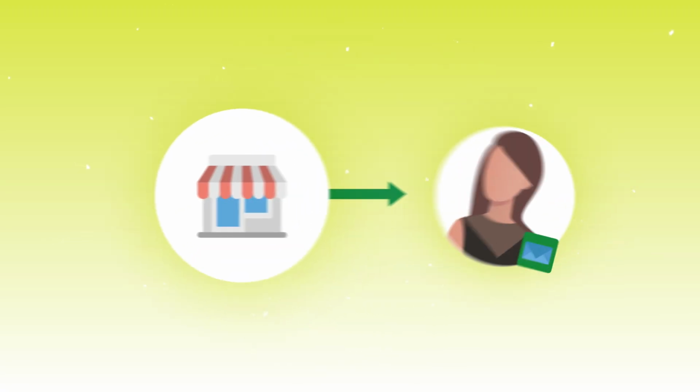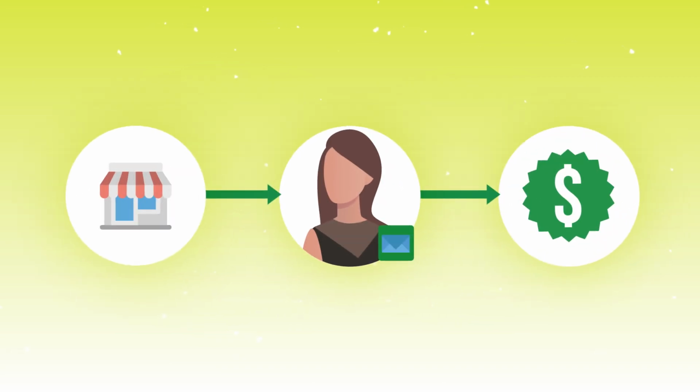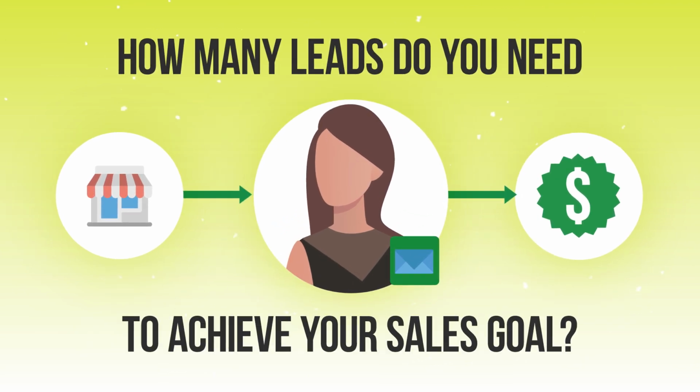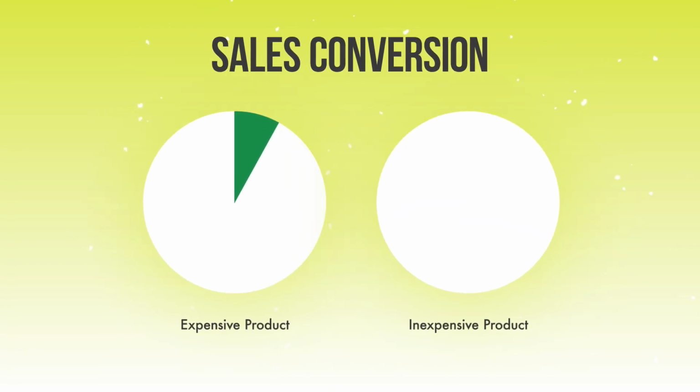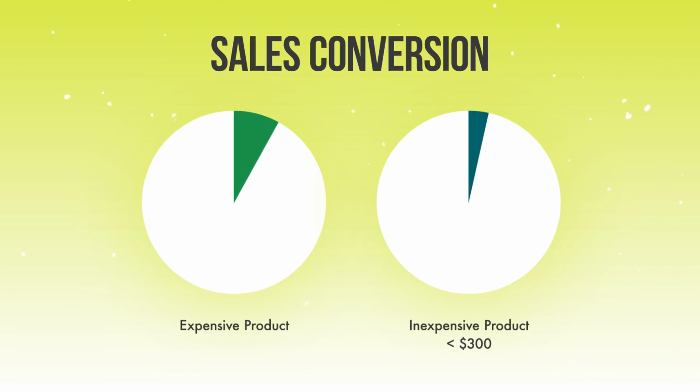So first, if your business is set up where you get email leads and then you sell to customers through a webinar, through a video series, something like that, you're defining how many email leads you need to achieve your sales goal. And we need to come up with a sales conversion of those leads. We're going to just use 5% to make it easy. If you have a really expensive product, you will have a lower sales conversion. If you have a really inexpensive product under $300, you might have a higher sales conversion. Feel free to adjust this for your business.